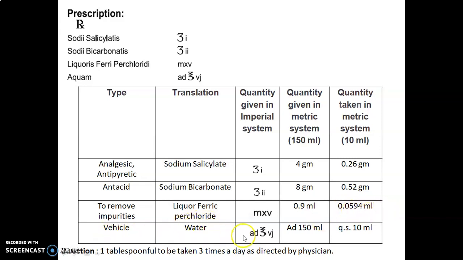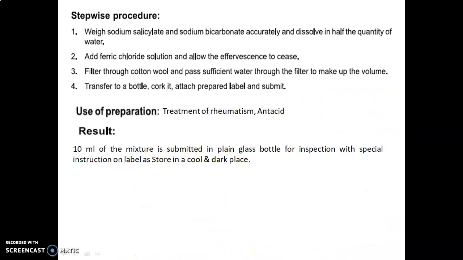Water is used as a vehicle. Quantity given is add ounce Vj, ounce 30, V means 5, j means 1. So 30 into 5, that is 150 ml. Add 150 ml of water, and for preparing 10 ml, we have to take quantity sufficient up to 10 ml. Direction: 1 tablespoonful to be taken 3 times a day as directed by the physician.